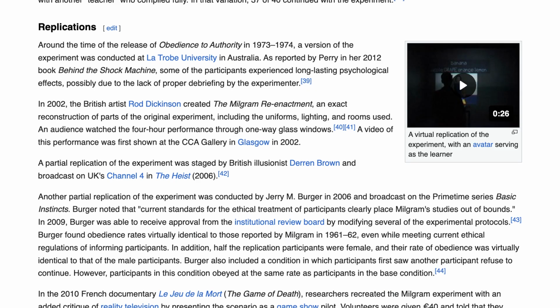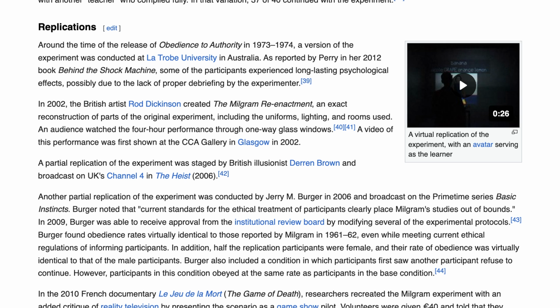Replications. Around the time of the release of Obedience to Authority in 1973 to 1974, a version of the experiment was conducted at La Trobe University in Australia. As reported by Perry in her 2012 book Behind the Shock Machine, some of the participants experienced long-lasting psychological effects, possibly due to the lack of proper debriefing by the experimenter.